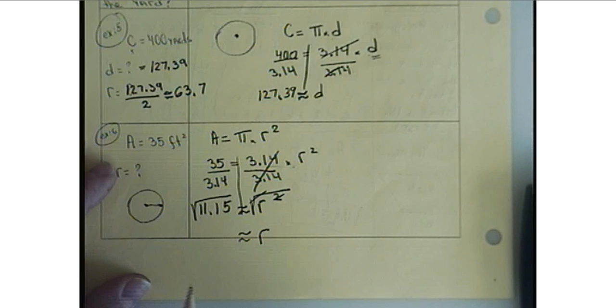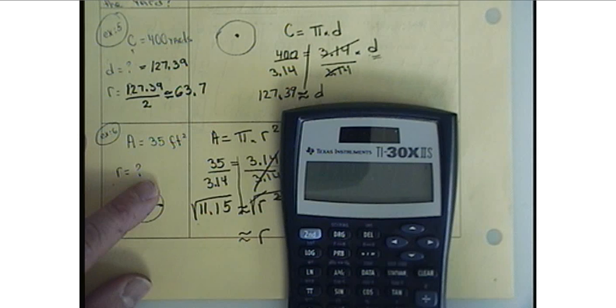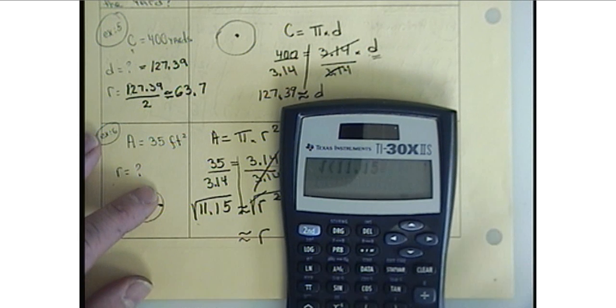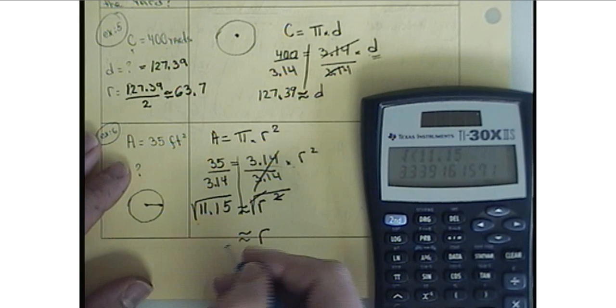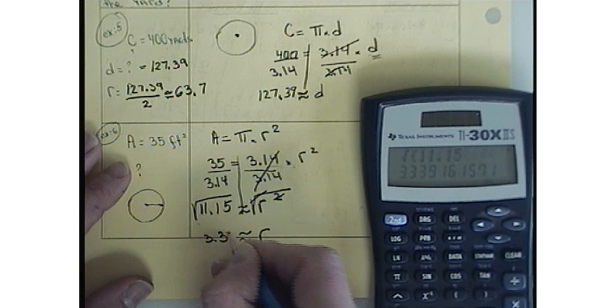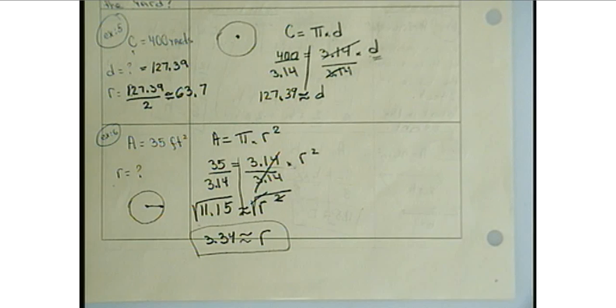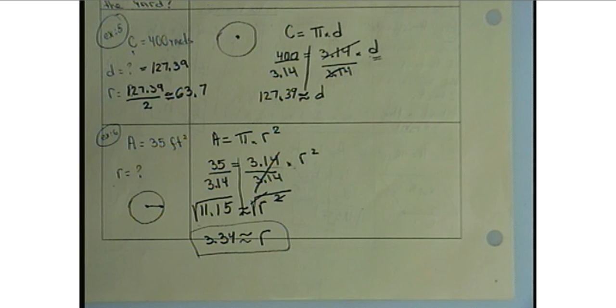And the answer for r will be the square root of this number. So the square root of 11.15 is equal to 3.34. So the approximate radius for this little circle here will be 3.34 feet. And with this, we conclude today's lesson.